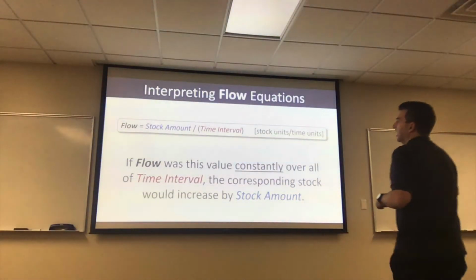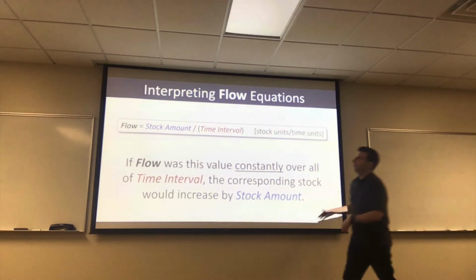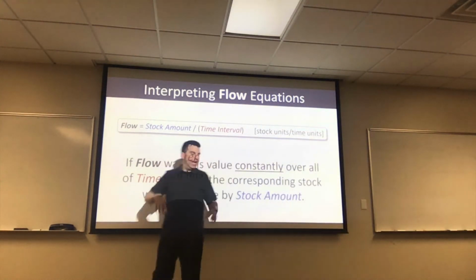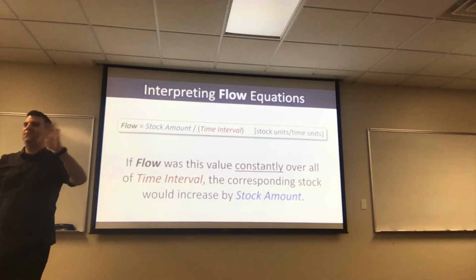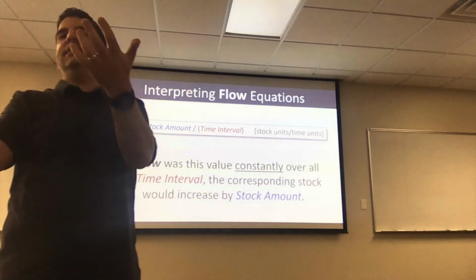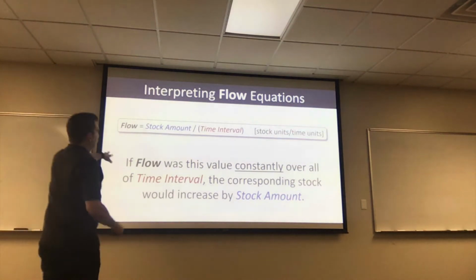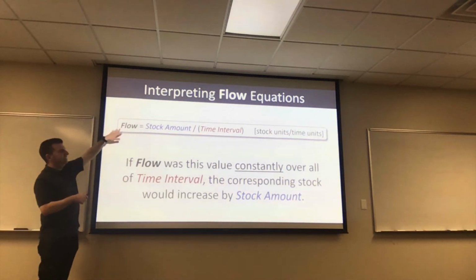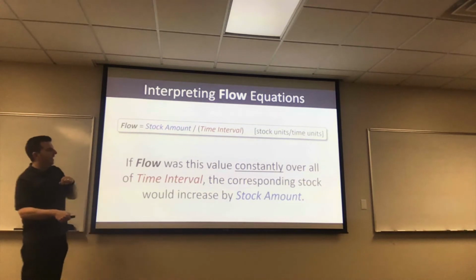Okay. All right, so let's think about what these flows are. You can think of every flow, like let's say a flow of 5. What that means is that in one time unit, if that flow stayed constant, the stock it's attached to would move up by 5. So if the flow was this value, whatever it is, 5, 6, 7, constantly over whatever time interval you defined it at, the corresponding stock would rise by this amount.